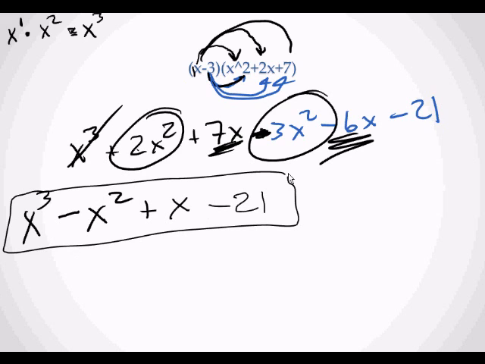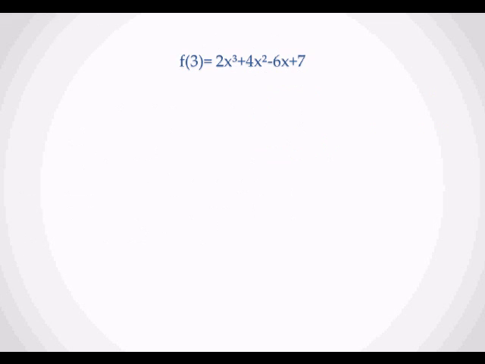And then I have x's. 7 minus 6 is a positive 1x, and then I have the minus 21. At the end, you only combine like terms. After that, you're done.